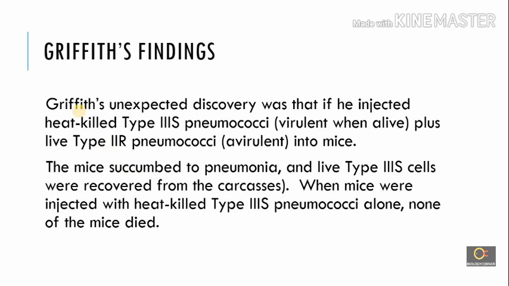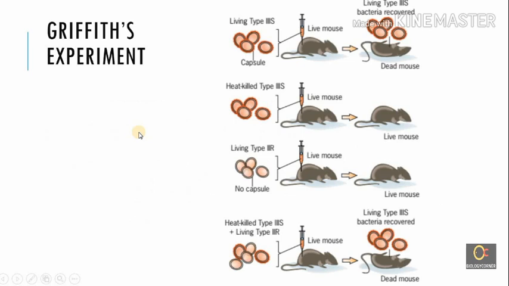What was Griffith's experiment and its findings? Let's first look at this diagram. First of all, Griffith inoculated live type 3S bacteria into a mouse. The mouse fell ill and ultimately died, and type 3S bacteria were recovered from its body. Next, he inoculated heat-killed type 3S bacteria into the mouse. The mouse remained healthy. It means type 3S bacteria, when heat-killed, lost their ability to cause disease.